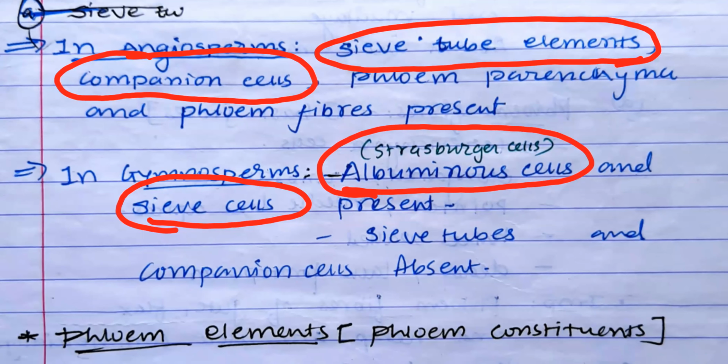We go ahead. One by one, we shall study these components, starting with the first one, sieve tube elements. We will focus upon angiospermic phloem. So we shall be discussing sieve tube elements, companion cells, phloem parenchyma, and phloem fibers. Let's begin with the first one, sieve tube elements.